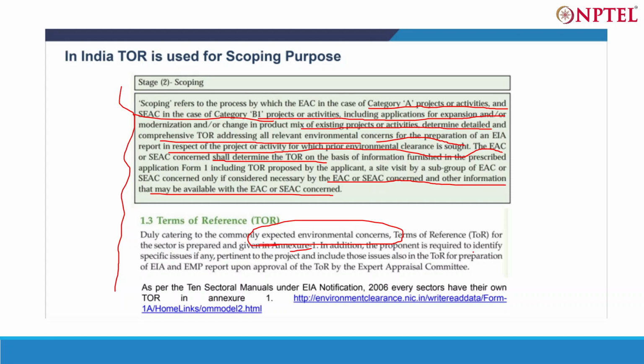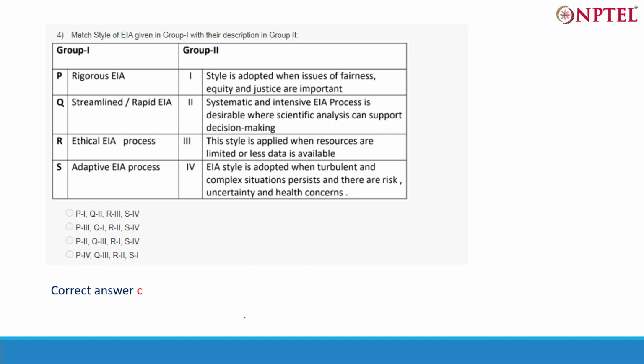In addition, the proponent is required to identify specific issues, if any. If there are any issues pertinent to the project, which the proponent, like the consultancy agency preparing the EIA report, thinks of, include those also in the TOR for preparation of the EIA and EMP report, pending approval of the TOR by the Expert Appraisal Committee. EAC is basically the Expert Appraisal Committee. Some of the terms of reference can be found in this link, so you can refer to it here.